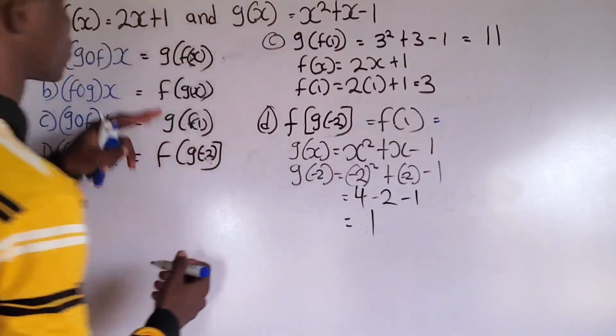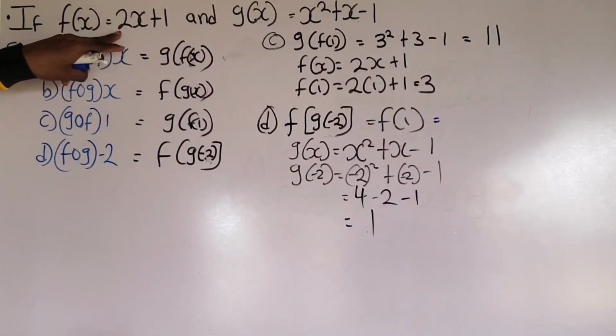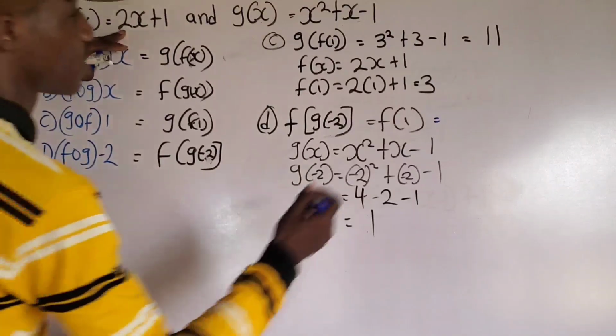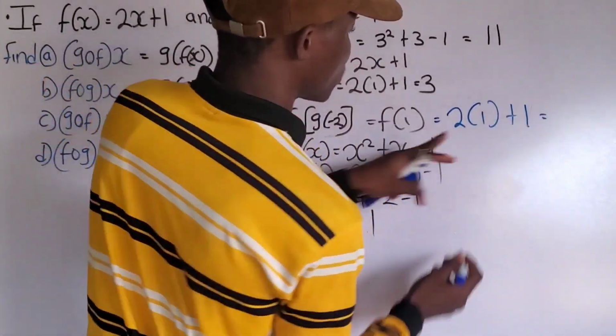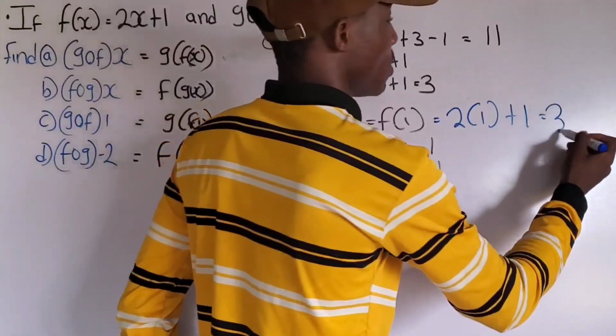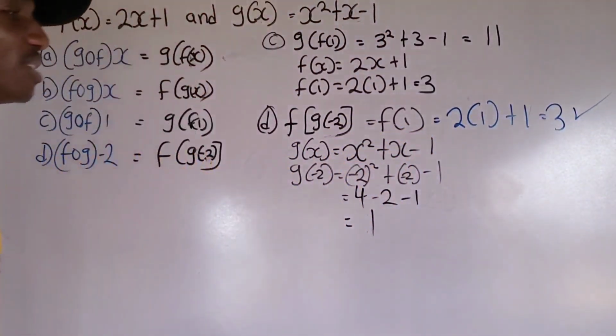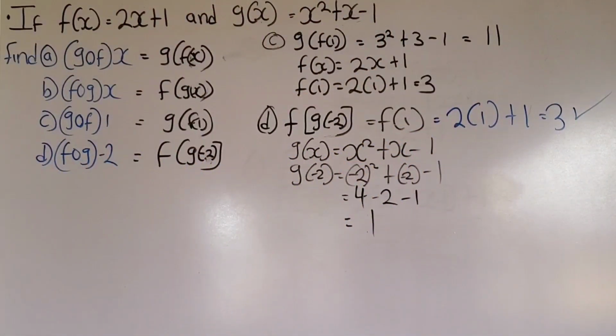f(1) will now be equal to, what I'm going to do is substitute the value of x as 1. So I'm going to have 2 multiplied by 1 plus 1. 2 times 1 is 2, 2 plus 1 is 3. So the final answer to this is 3. Do you understand? Okay, so that is the solution to that question. Please kindly take note of all these basic concepts, so that when we go to the complex ones, you'll be able to solve them.